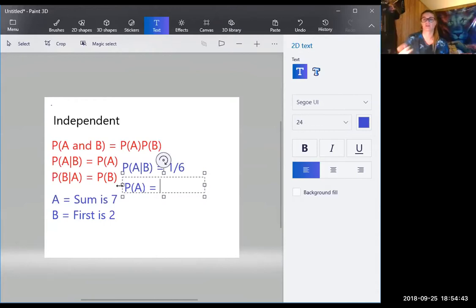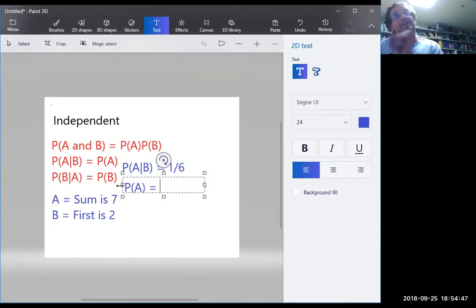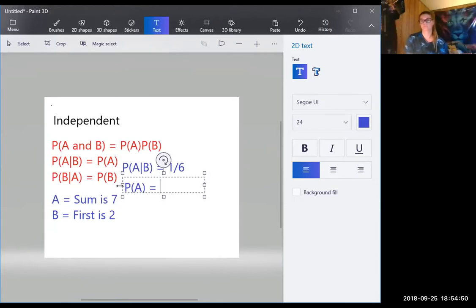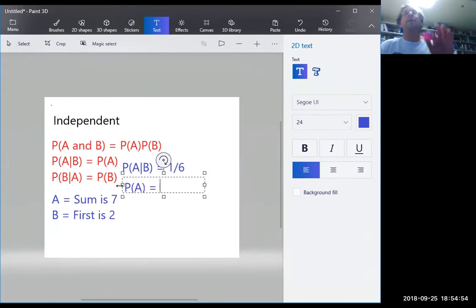Would you consider it backwards too, like 3 and 4? Yeah, 1 and a 6 and a 6 and a 1 are different. Okay, yeah. So how many different ways of getting a 7? 6. 1 and 6, 2 and 5, 3 and 4, 4 and 3, 5 and 2, and 6 and 1. That's 6 ways. You see that?